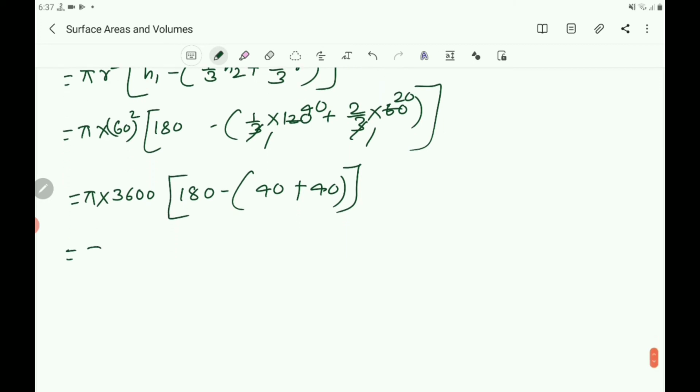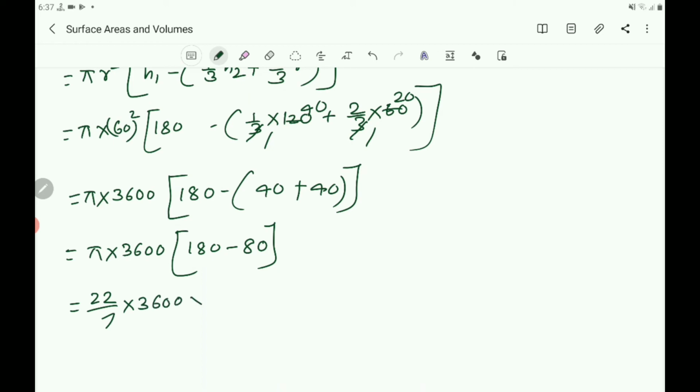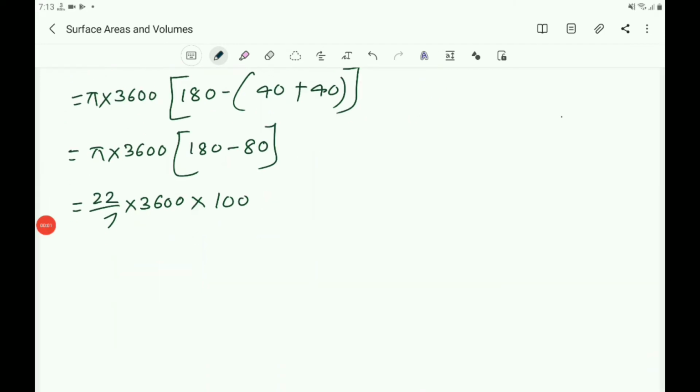Then pi into 3600, then it becomes 180, 40 plus 40 minus 80. So it is pi, whose value you can put as 22 by 7, into 3600. 180 minus 80 is 100. This much of cm cube: 22 by 7 into 3600 into 100 cm cube.